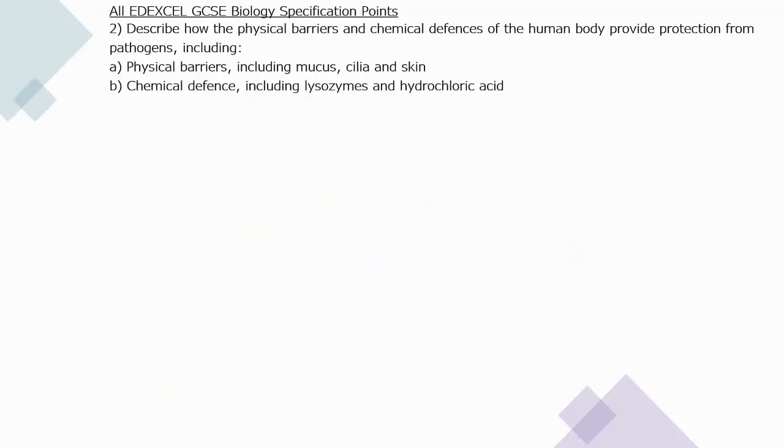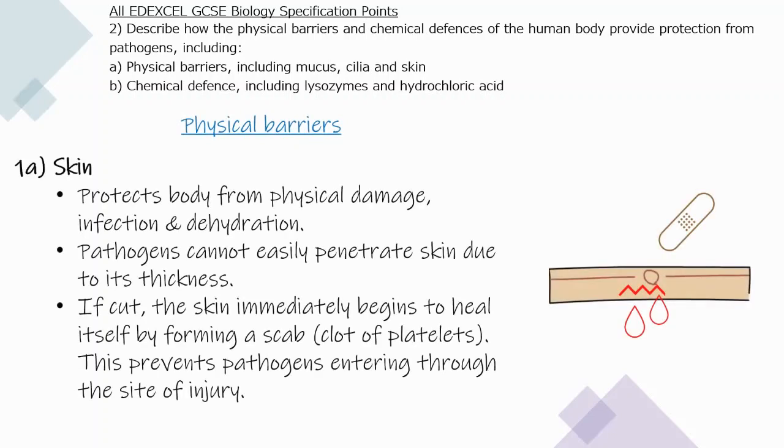So the human body has a non-specific defence system in place to try and protect us from pathogens. Now these are physical barriers and also chemical defences. So a physical barrier that we have is in fact our skin. And this protects our body from physical damage, dehydration, as well as infection. And the good thing about the skin is it's very thick, which means pathogens struggle to penetrate it.